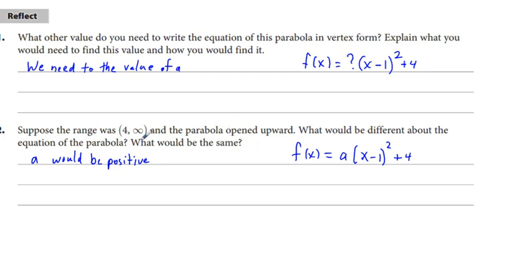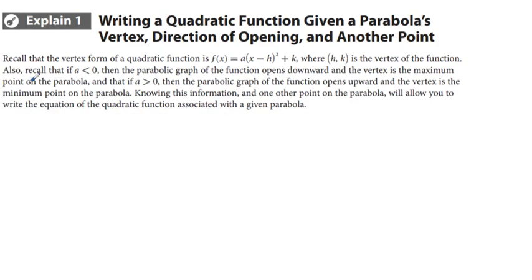So let's go ahead to the next thing. Explain 1, writing the quadratic function given a parabola's vertex, direction of opening, and another point. And that's kind of what we talked about. In fact, you can get the direction of opening from what that other point is. Because the other point is above the vertex, we know that's an upward opening parabola. If the other point is below the vertex, we know that's a downward opening parabola. Okay, so we have all this information. I'm just going to go on.